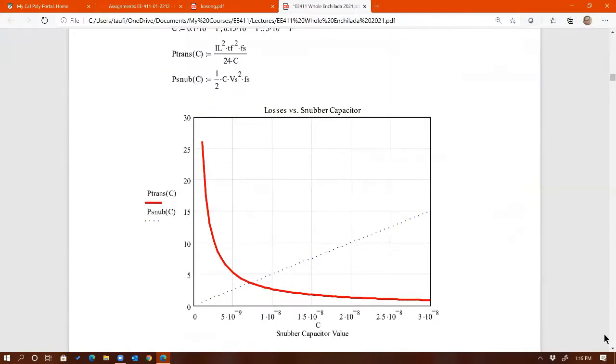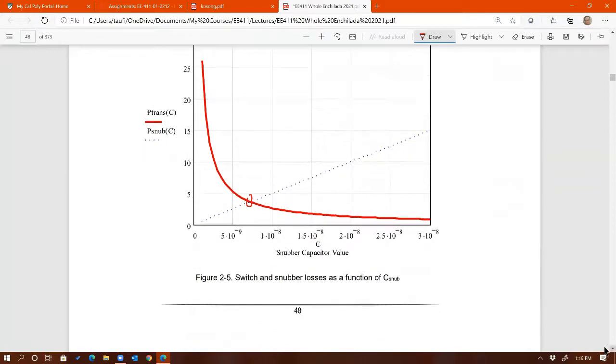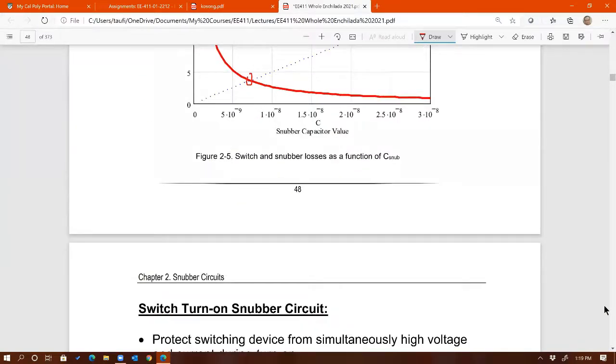No? If not, that's just a curve for this example. As expected, we have this intersection that gives you the minimum amount of power loss. So I'm going to skip ahead.